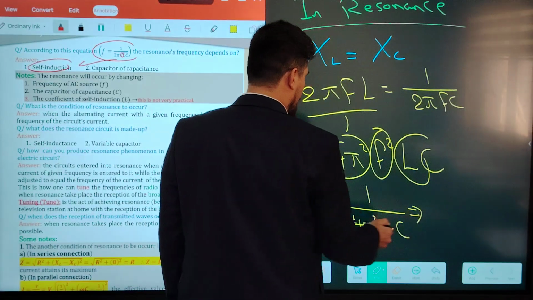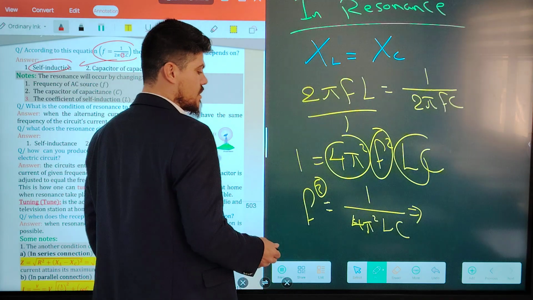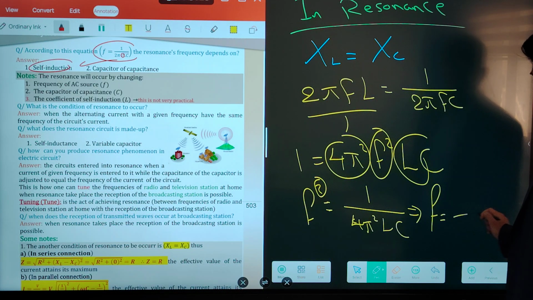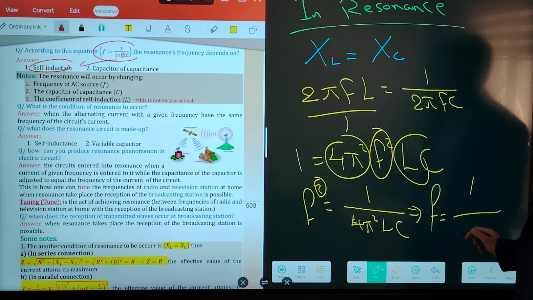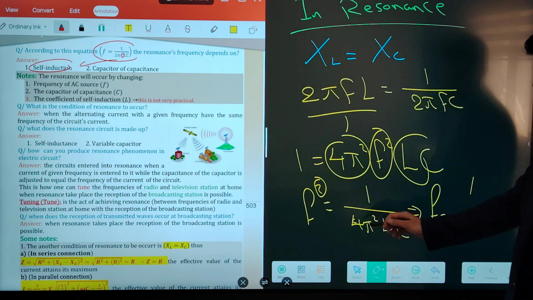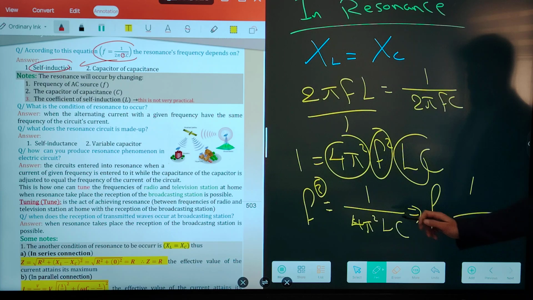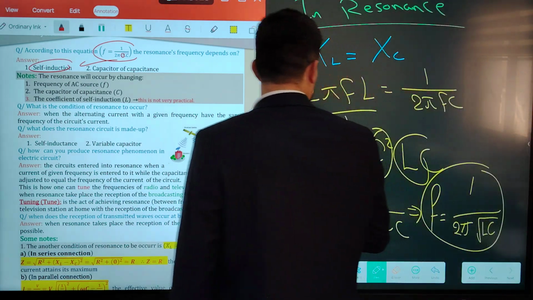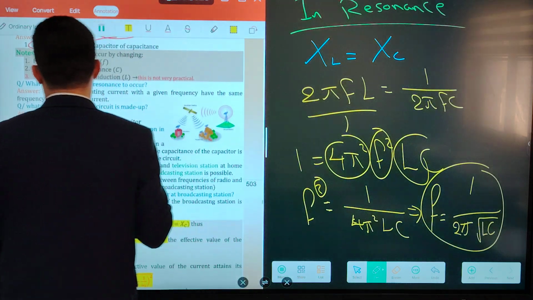Take the square root of both sides in order to remove the square above the frequency. What does remain? Frequency is equal to 1 over the square root of 1 is 1, and the square root of 4, 2. Square root of pi squared, pi. Square root of LC. Frequency in the resonance is equal to 1 over 2 pi radical LC.